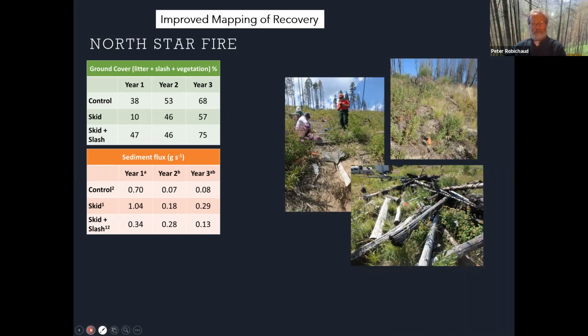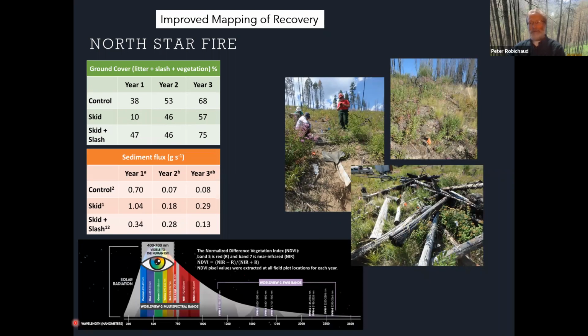Okay, so ground cover, important. Here's our ground cover after a skid trail, 10%. Here's with the slash, there's my control. And then you can see how they increase over the years. Sediment flux, same graph I showed earlier, okay? Well, how do we map that vegetation recovery? Well, we can do that with some satellite imagery.